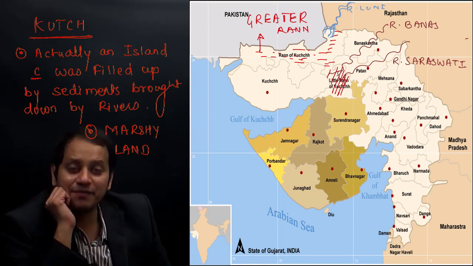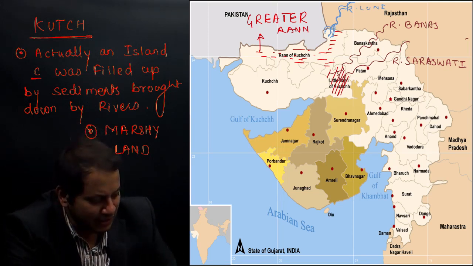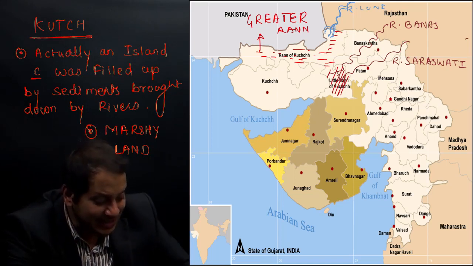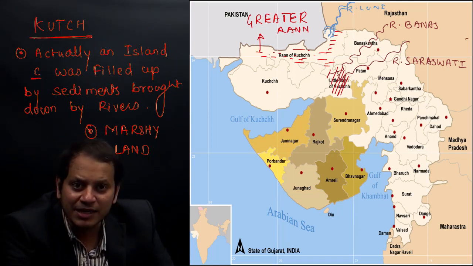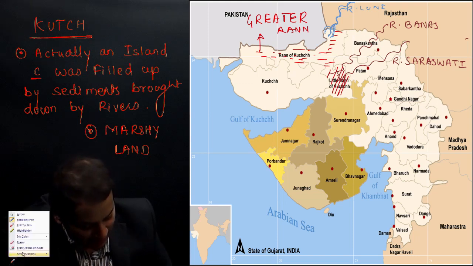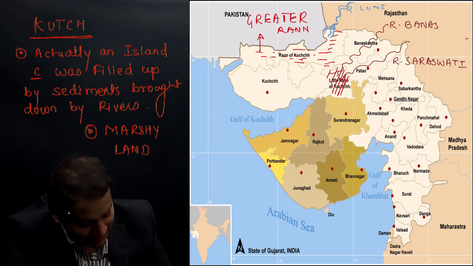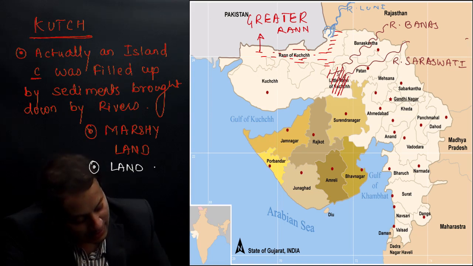So we can conclude two things in it. None of these rivers, neither river Luni, nor river Banas, nor river Saraswati, is reaching the sea. They are emptying into the land itself, either into the Greater Run or the Little Run, and therefore we can conclude here that this Run of Kutch region is a land of inland drainage.